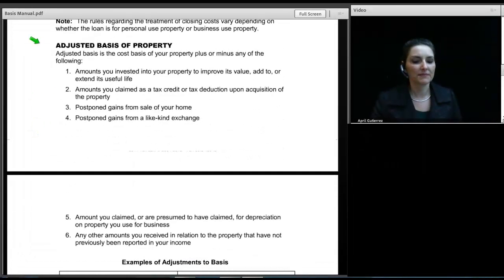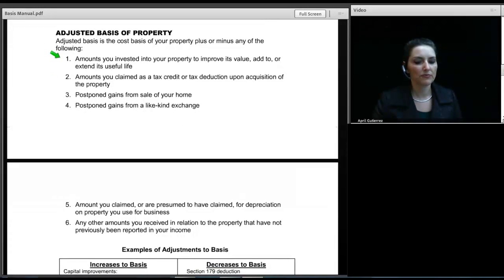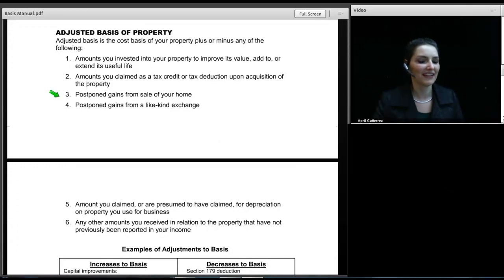Next up, adjusted basis of property. Adjusted basis is the cost basis of your property plus or minus any of the following. Amounts you invested into your property to improve its value, add to, or extend its useful life. Amounts you claim as a tax credit or tax deduction upon the acquisition of your property. Postponed gains from the sale of your home. If you can remember back that far, we used to do that.